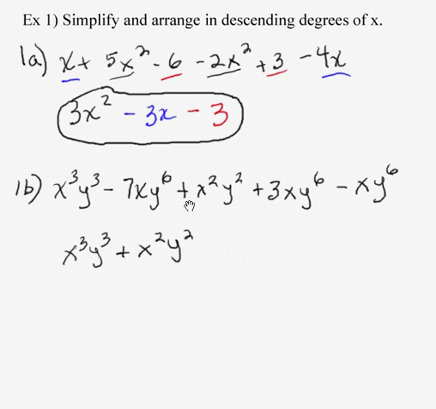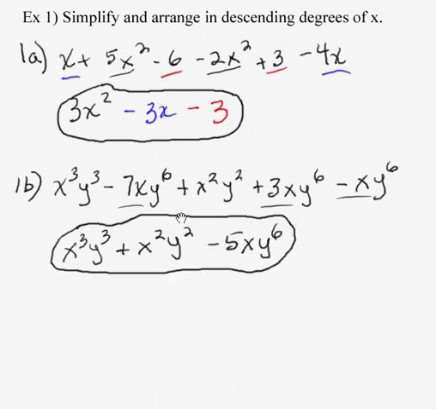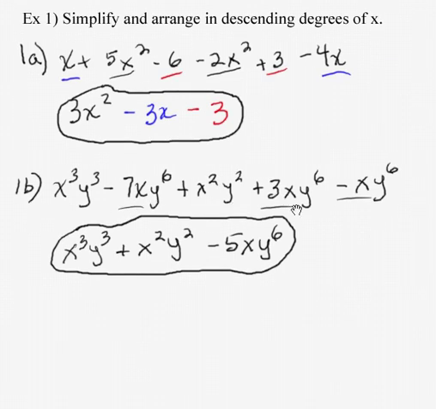Then I notice that we have some x squared y squared, and that would be my next power of x that I'm looking at, and there are no other x squared y squareds to combine with as like terms, so I'll just jot that down as well. Now I do notice that I have some xy to the 6ths, x to the 1st, y to the 6th, so negative 7 of them plus 3 of them is negative 4 of them, minus 1 more of them is negative 5 of those x, y to the 6th. And we have our polynomial simplified.